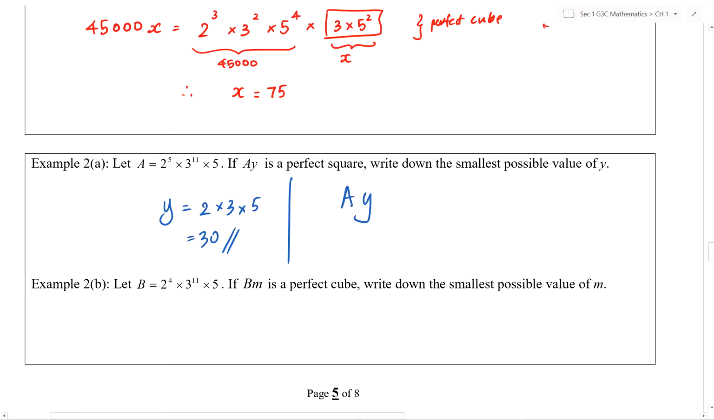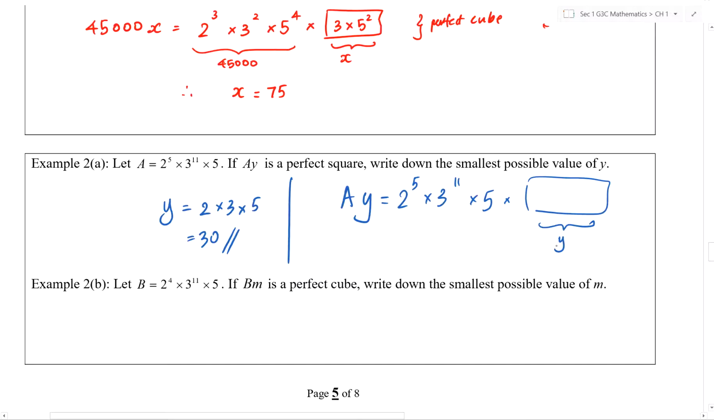A, y is a perfect square. Right, so if I have A times y, it will look like this: 2 power 5 times 3 power 11 times 5 times a blank. And here we have y. When I multiply everything out, the powers must all be even. Right, now let's take a look at the factor 2. Is it an even power?